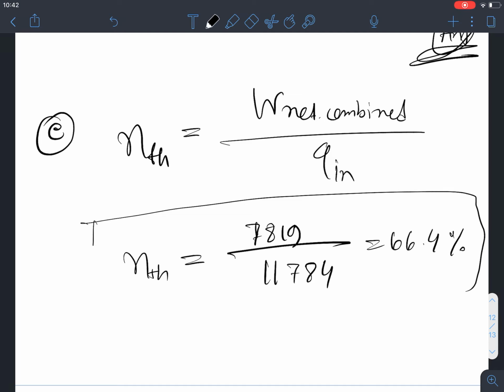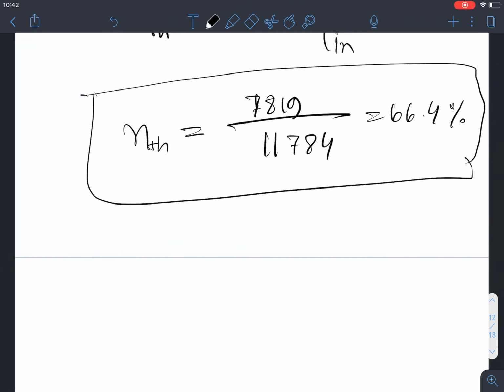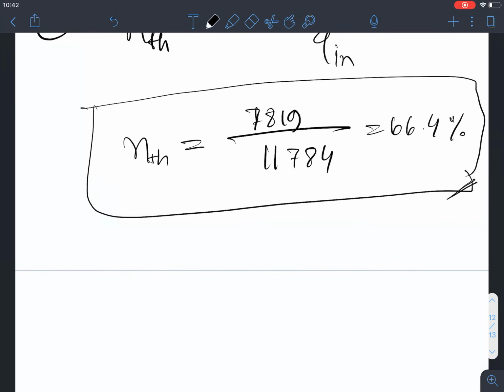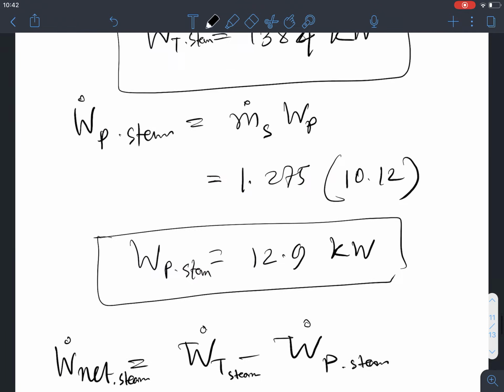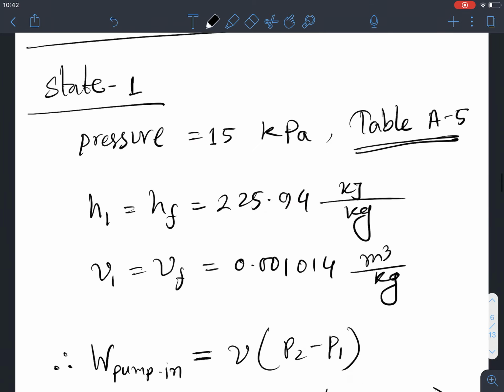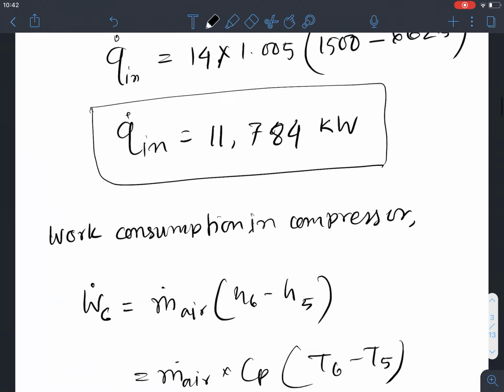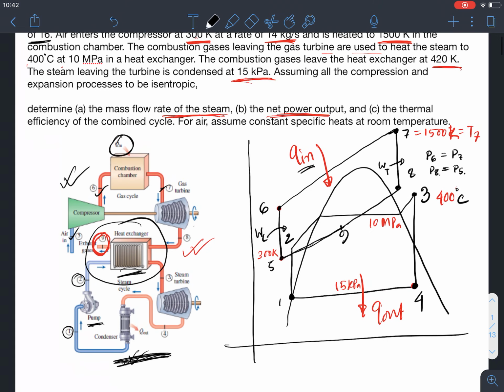Now you see that the efficiency of the combined cycle is double. Usually efficiency for a gas power cycle or steam cycle, we saw, is 20 to 30%. Now it went all the way up to 66%. So the combined power cycle has the highest efficiency. Anyway, that's all about this combined cycle power plant. I hope you got it through this TS diagram.